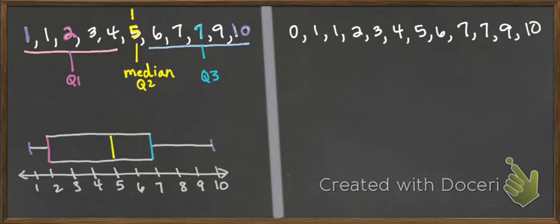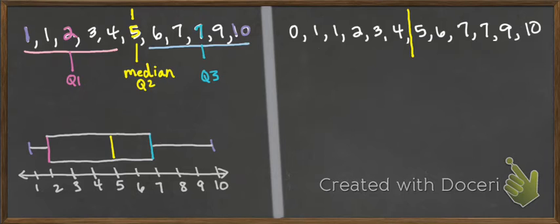Now let's go over a slightly different example over on the right. The only difference is I added an additional number. I added a 0 at the beginning. So now what is the median? The median is right here. This is the middle, because notice there are 1, 2, 3, 4, 5, 6 numbers below, and 1, 2, 3, 4, 5, 6 numbers above.